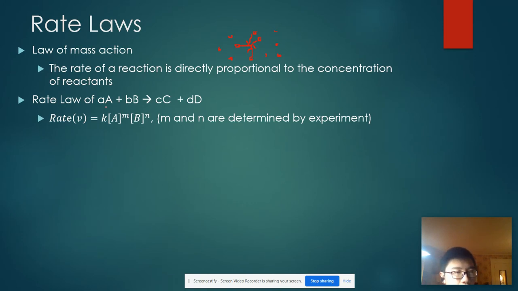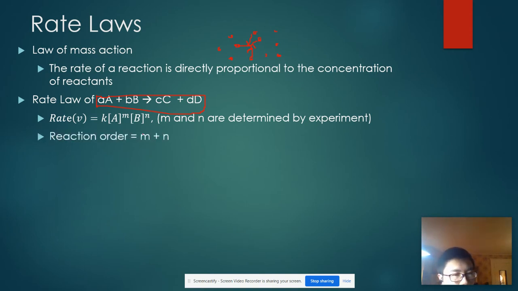So the rate law of the same reaction here is also called the rate equation. It tells you that the rate is equal to some constant, which we call the rate constant k, times the concentration of the first reactant A to the mth power times the concentration of B to the nth power. What are m and n? m and n are the exponents. They are constants, and they are typically determined by experiment.